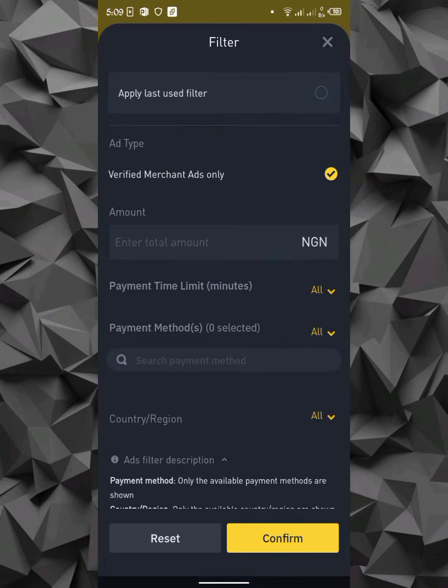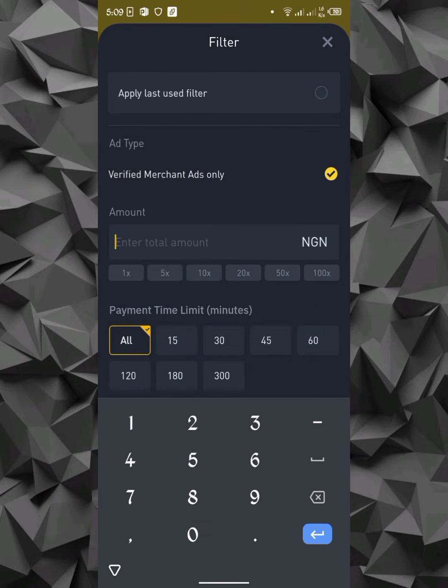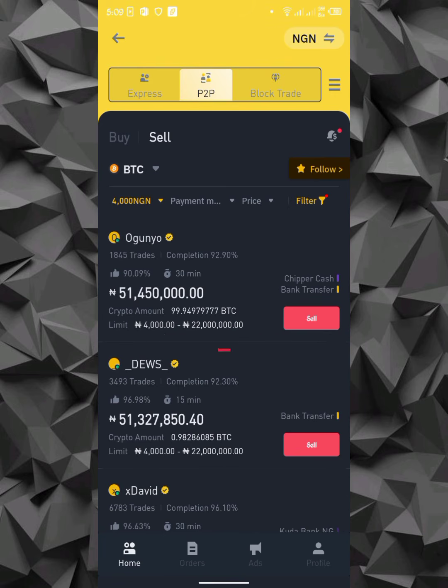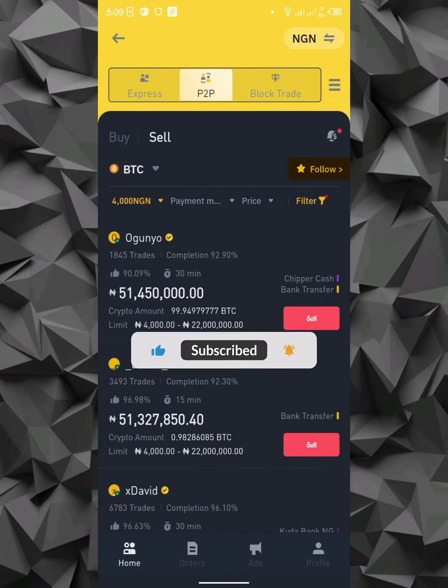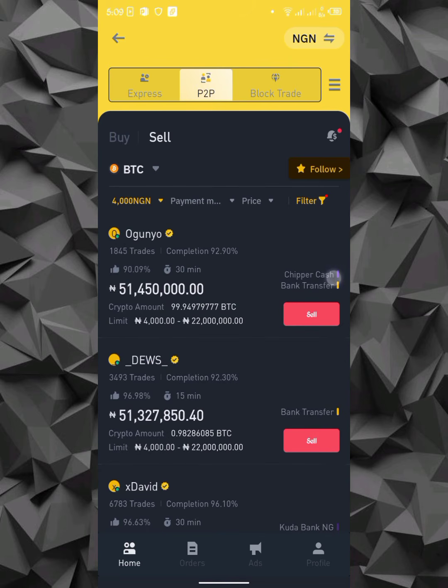So we'll click on filter right now, and we're going to be filtering this to 4,000 naira to see merchants within our range, because we just use 100,000 naira to explain this process. So we can sell to this first merchant right here. As you can see, it's accepting bank transfer, and his limit is from 4,000 naira to 22 million. So we can sell to him. We'll click on sell right now.